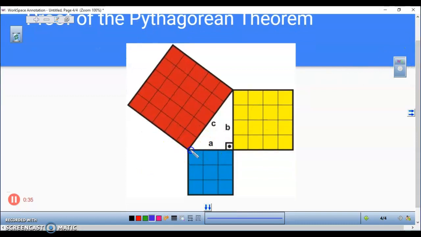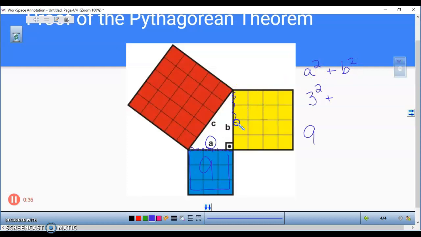If you look at A, the length of A is 3 units. They have squared it, made it 3 by 3 to make it a square. That gives us 9 units. So that represents 3 squared. So if I think of the Pythagorean theorem, that would be my A squared. Next, I will have my B squared.